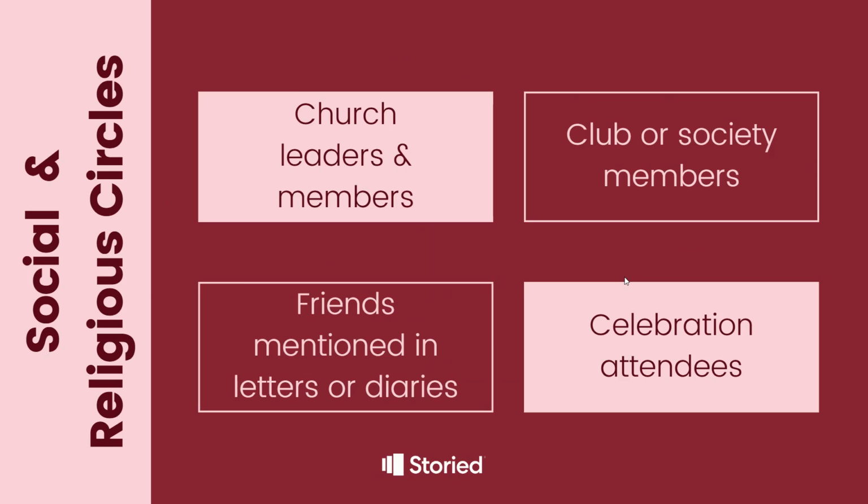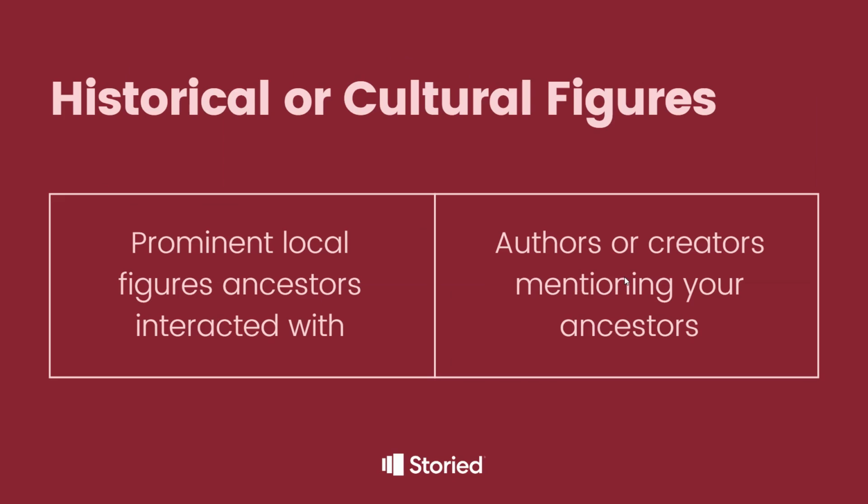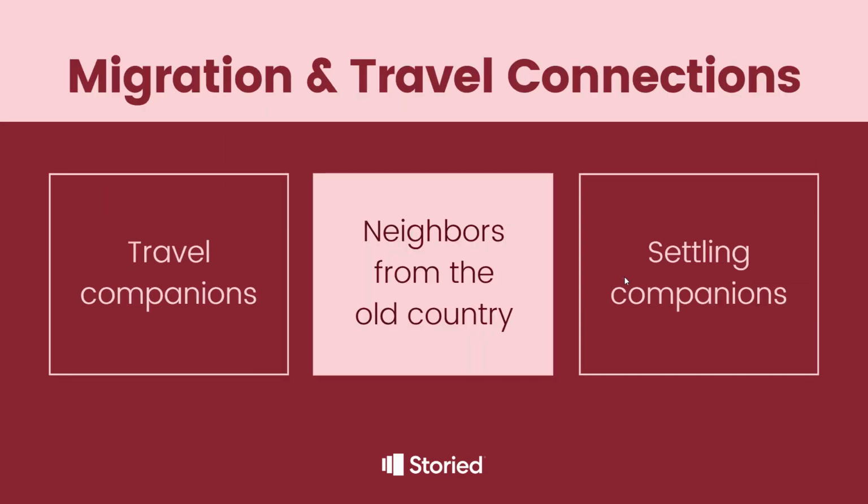Social and religious circles. Think of church leaders and members, club or society members. I have lots of luck with that one. Friends mentioned in letters or diaries, and even celebrations and the attendees that were at those celebrations. Maybe historical or cultural figures. Maybe there were prominent local figures your ancestors interacted with, or authors or creators that mentioned your ancestors. Think about migration and travel connections. Were there travel companions? I've had that one multiple times. Maybe neighbors from the old country, or even settling companions once they migrated to a new location, and who did they settle with that weren't family tied?